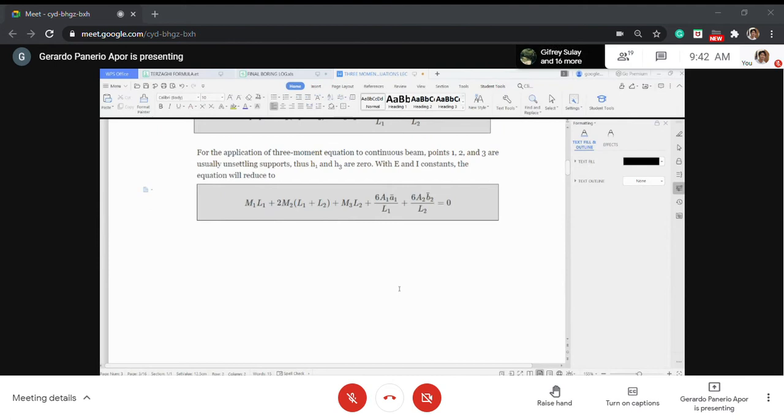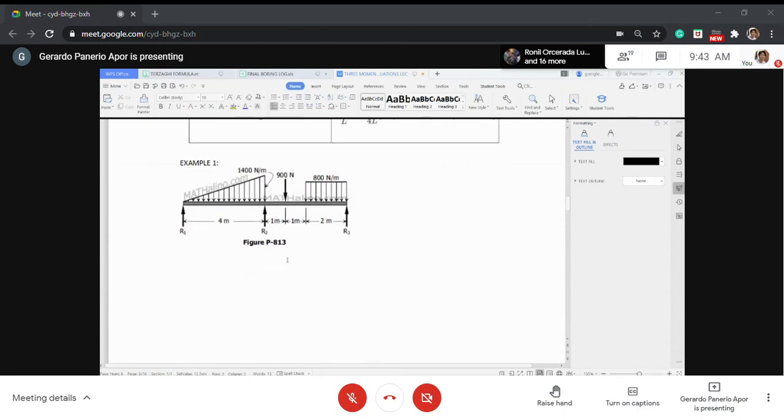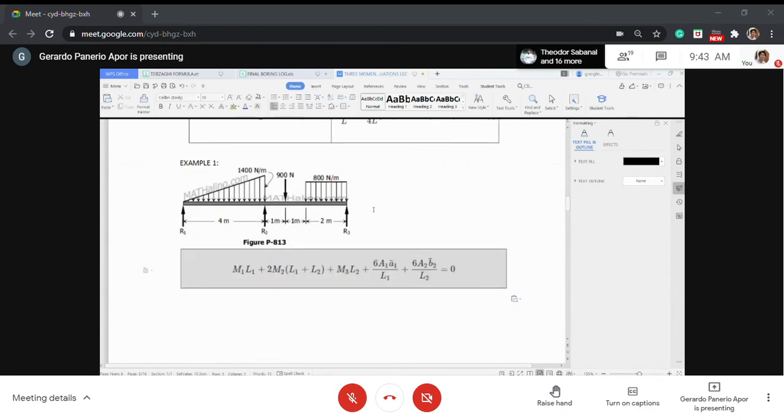I will cut this. I will cut that. And then, for this problem, I will use the equation. So I will divide this one.